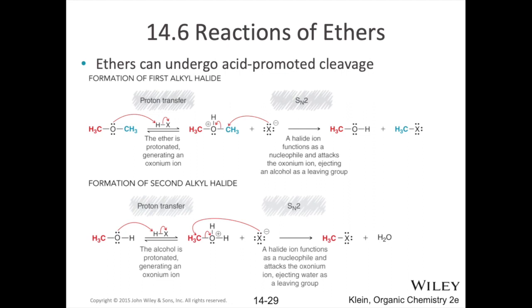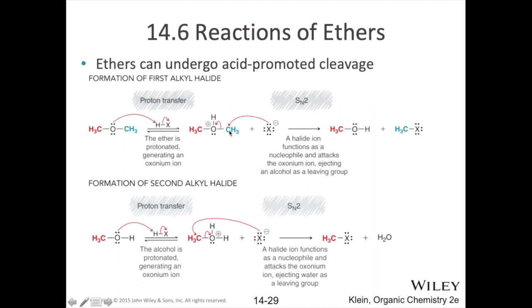So we can actually cause ethers to get cleaved around that oxygen. In other words, we can add the alkyl groups accordingly to a halogen, if we use a halide ion as our nucleophile. Okay, so how does this work? You start off by protonating your ether, that oxygen in your ether. This is going to make your leaving group an even better leaving group.